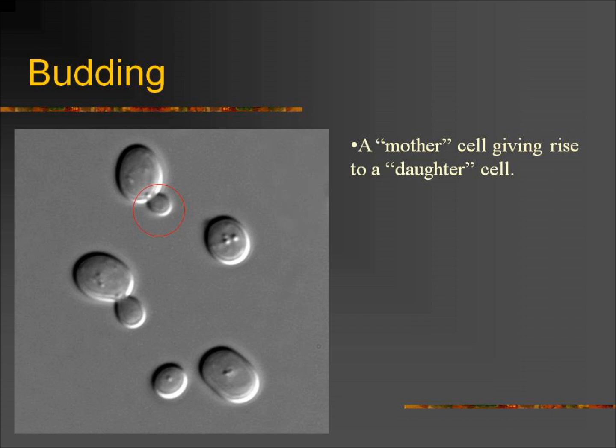And what distinguishes this from binary fission is largely the fact that the daughter cells are not equally sized. So in this case we talk about the parent cell giving rise to a single daughter cell.